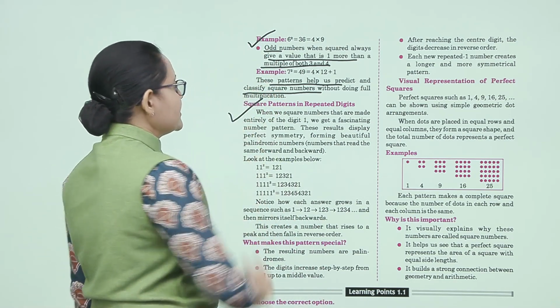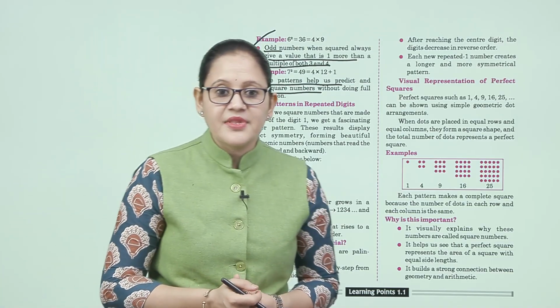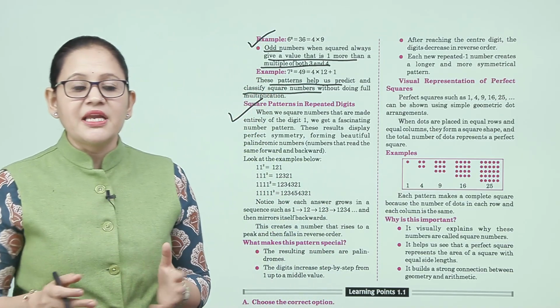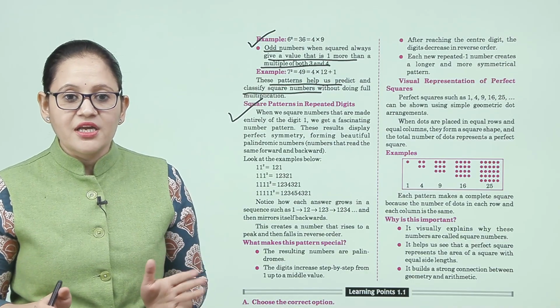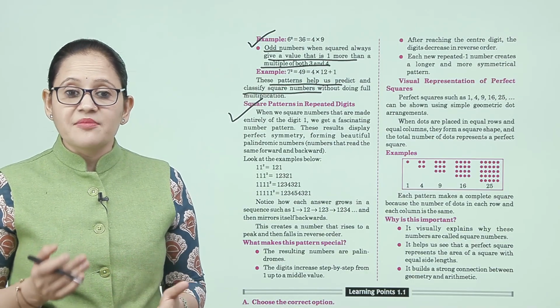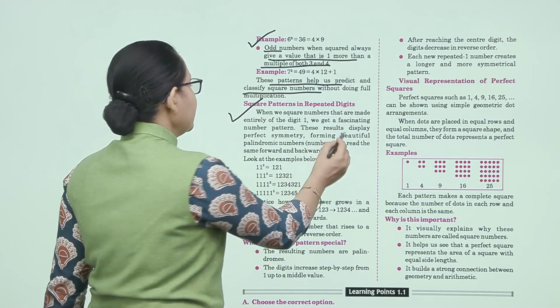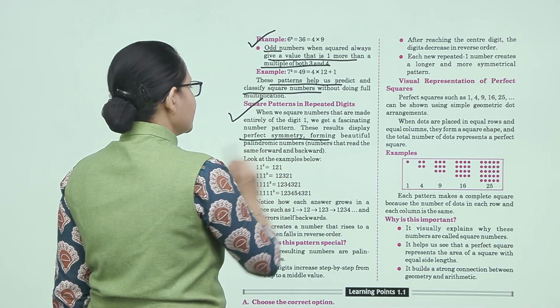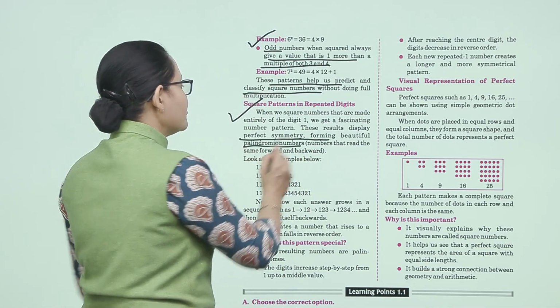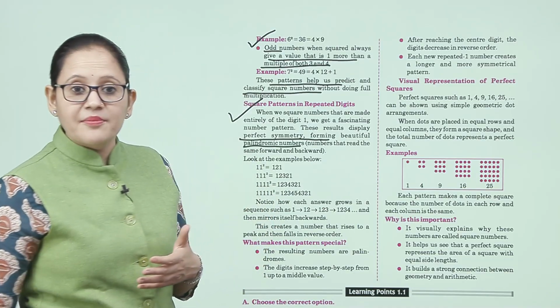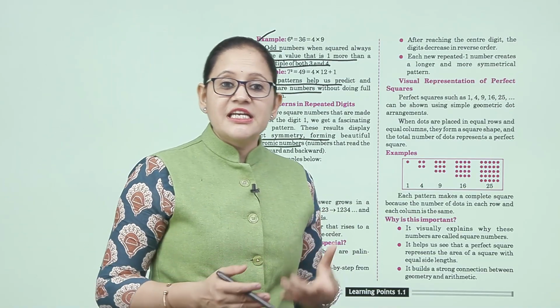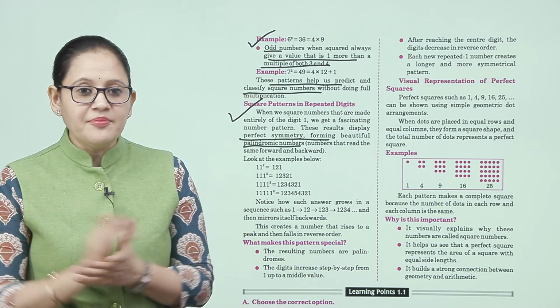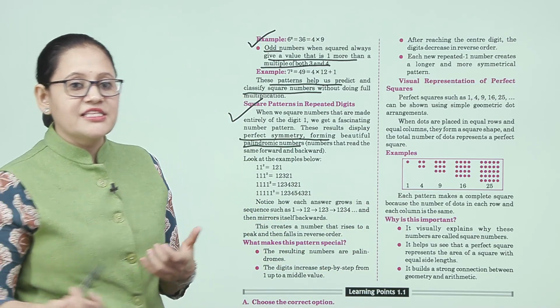Now, square patterns in repeated digits. When we square a number made entirely of the digit 1, we get a fascinating number pattern. What is this pattern? These results display perfect symmetry, forming beautiful palindromic numbers. So what are palindromic numbers? Numbers that read the same forward and backward. Look at the example below.